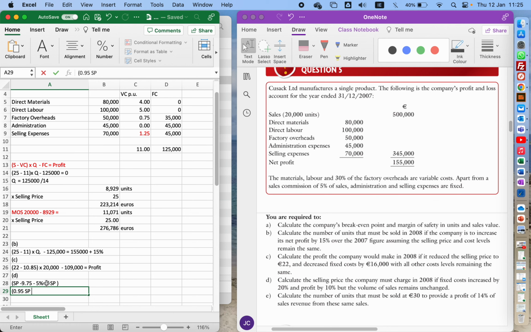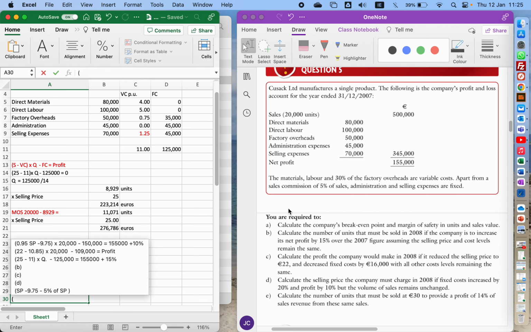So 0.95 SP minus 9.75. That multiplied by volume of sales, going to be the same, so that's 20,000, minus fixed cost. Fixed cost increased by 20%. Fixed cost was 125. 20% of that is 25, so fixed cost now becomes 150. Equals profit. Fixed cost increased by 10%, profit by 10%. So profit is going to be 155 plus 10%. And again, you work that one out.